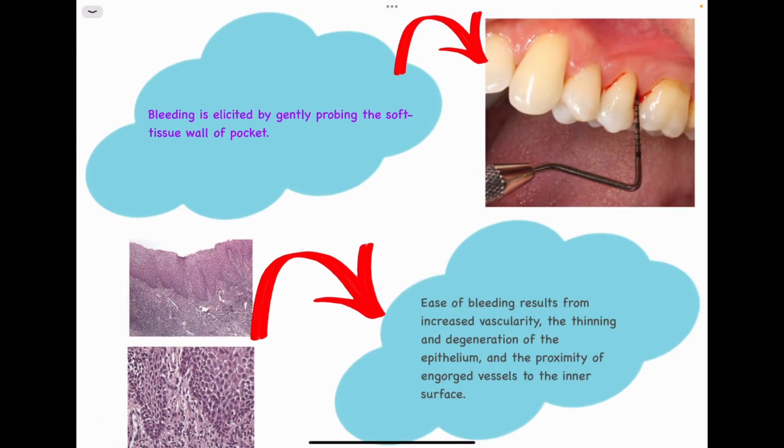Moving on towards our third feature. Okay, so clinically, definitely there is bleeding on probing, right? So even if the tissues are slightly elucidated by means of gentle probing, there is bleeding almost spontaneously from the soft tissue wall of the pocket. Okay, now why is this bleeding occurring?